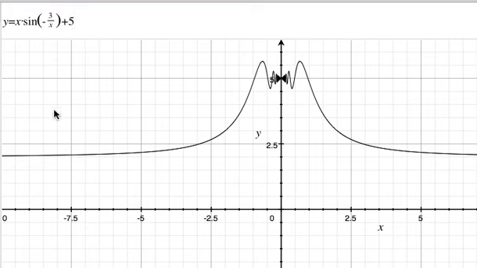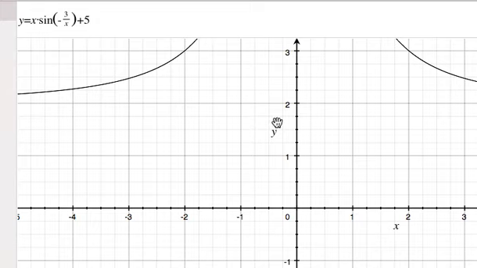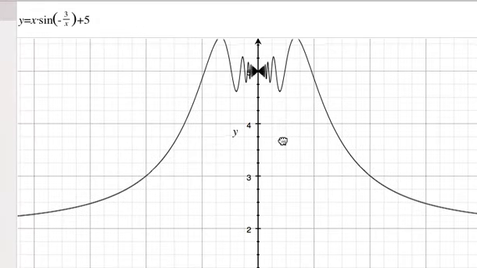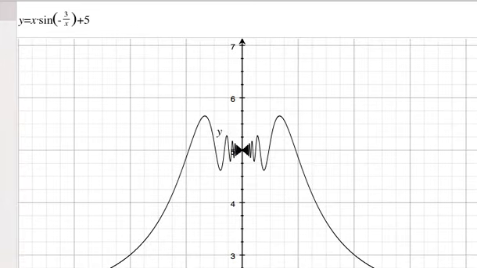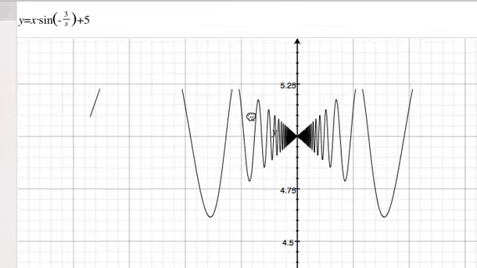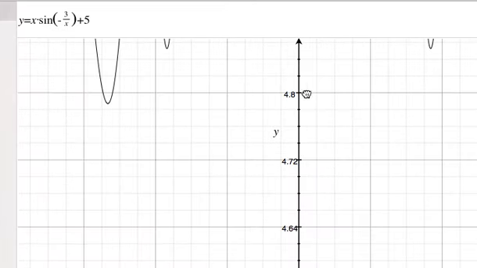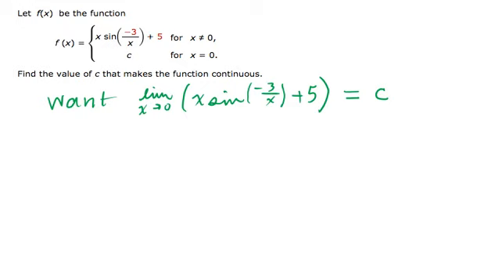You can pretty clearly see that when x approaches 0, those y values are approaching 5. Okay, as you zoom in, they are oscillating, but the oscillations get smaller and smaller, so they still are approaching 5 right there. So we want the y value at 0 to equal 5 in this case.